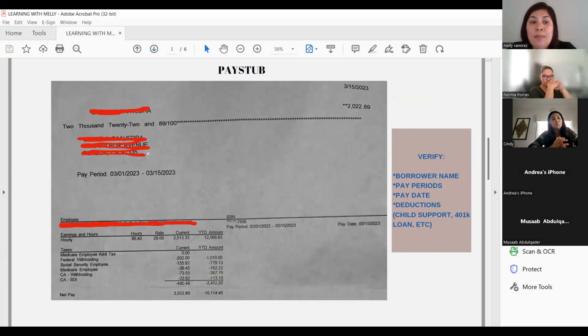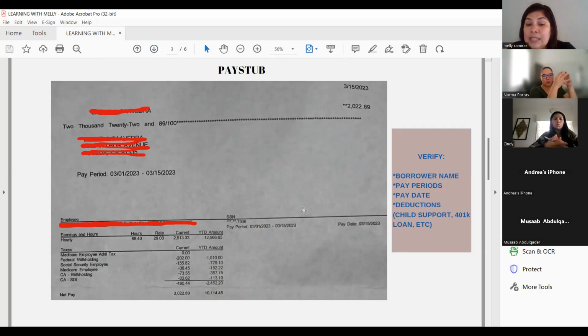Again, same thing. We want to make sure we look at the pay period. We want to make sure we look at the pay date. Why? Because when we're asking for a 1 month pay stub, we want to go off the pay date. If they get paid on 3/15, we go 2 weeks back, and we ask for the other pay stub. So this is going to help you determine which pay stub you're missing.